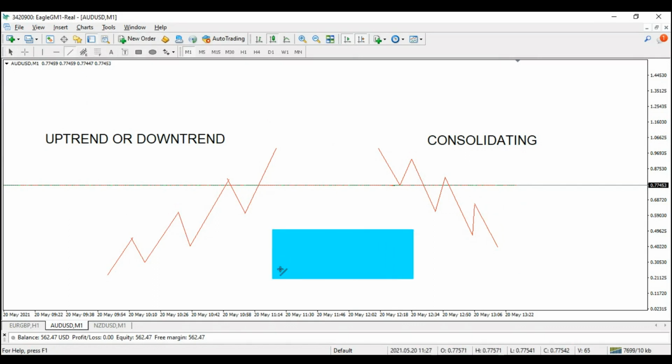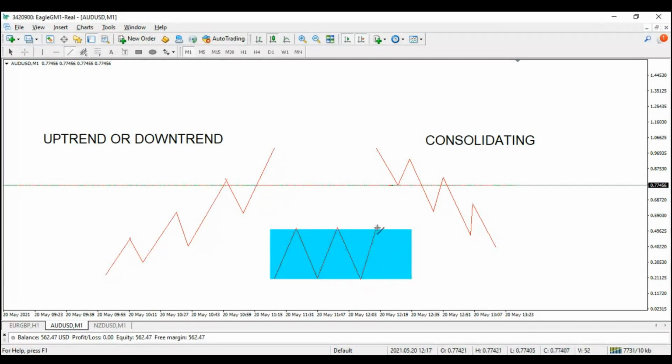It means price is trading within a certain range, just moving up and down within that range. In the consolidation, price just creates highs and lows. It doesn't create higher highs or higher lows, or lower highs and lower lows. Never higher highs or higher lows, just highs and lows. That's what price creates when we are in consolidation. As you can see, this is an uptrend, this is a downtrend, this is a consolidation.